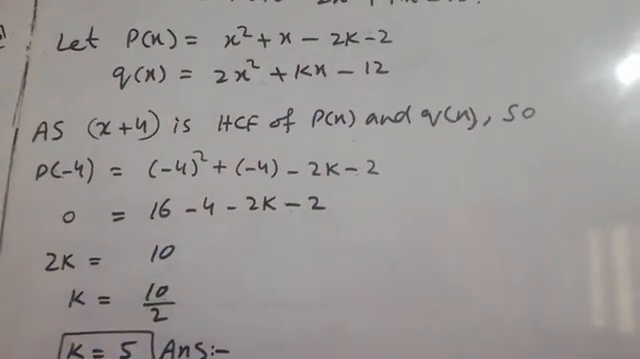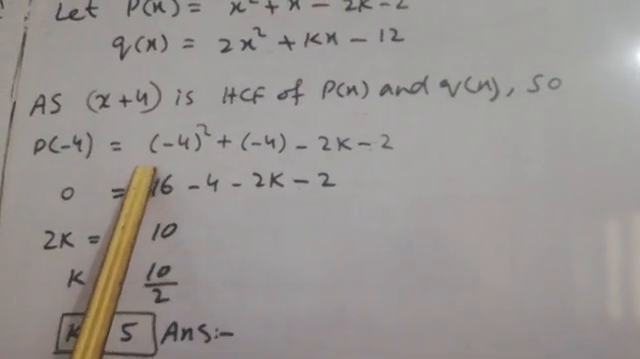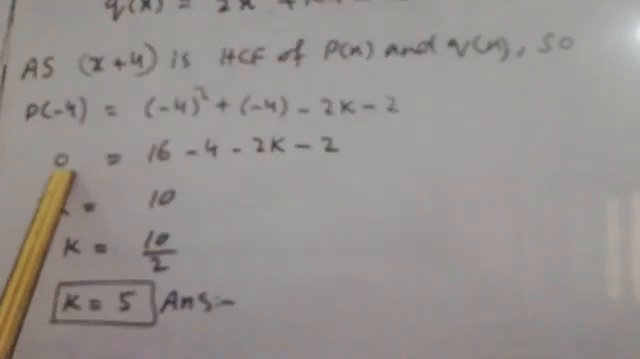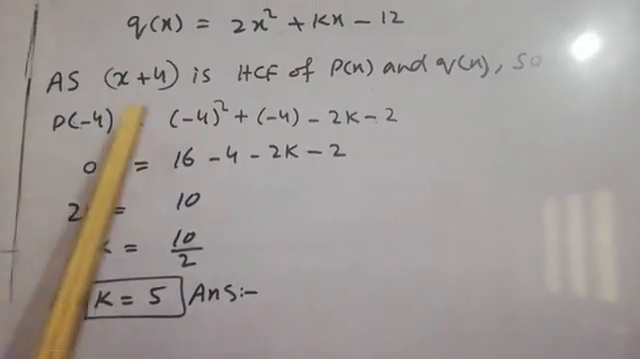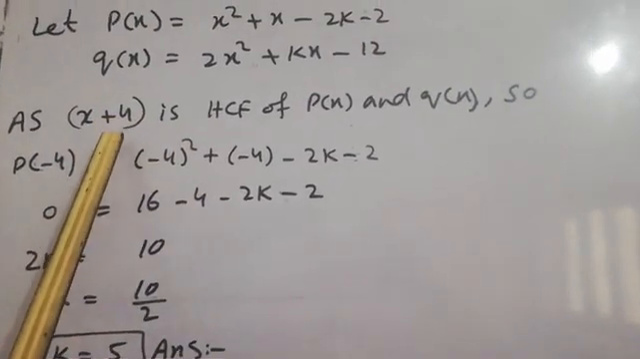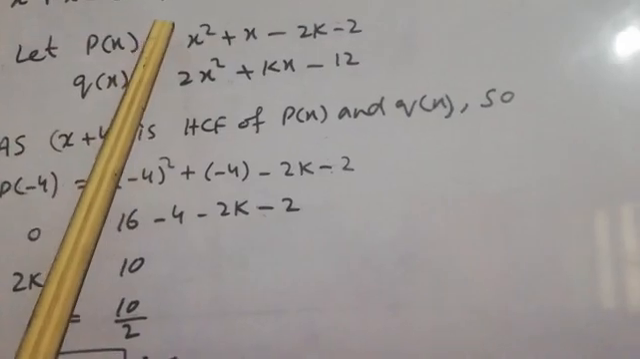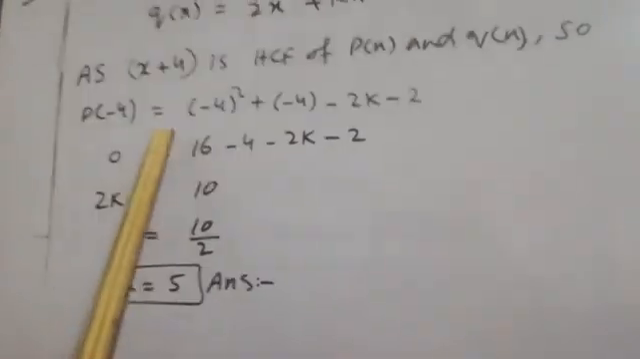Dear student, you know that HCF means a factor, and a factor is the only value for which the remainder is 0, meaning it will exactly divide the expression. So p of minus 4 means we will put the value x equals minus 4 in any equation. You can put it in any polynomial. I have preferred to put this value in p of x.